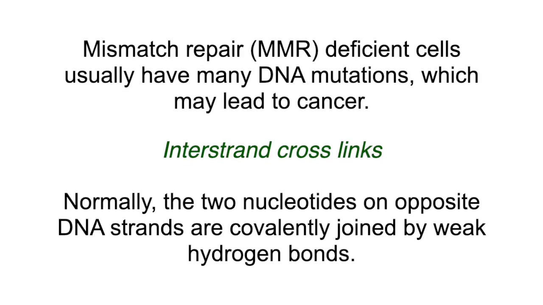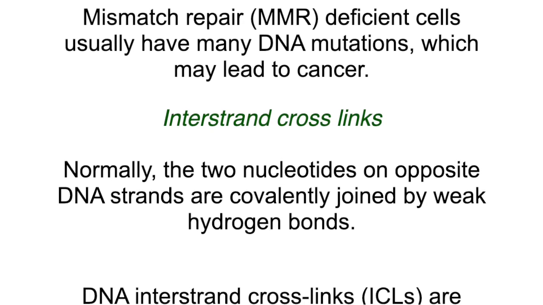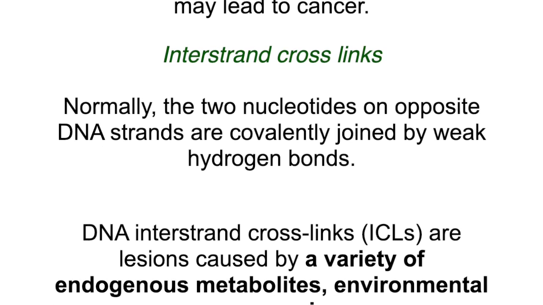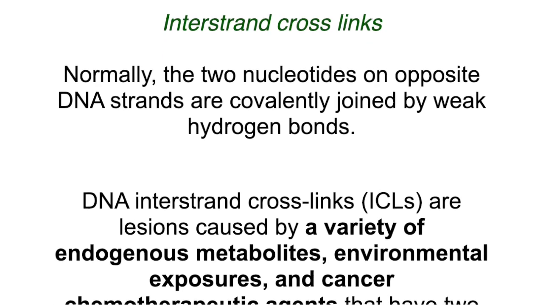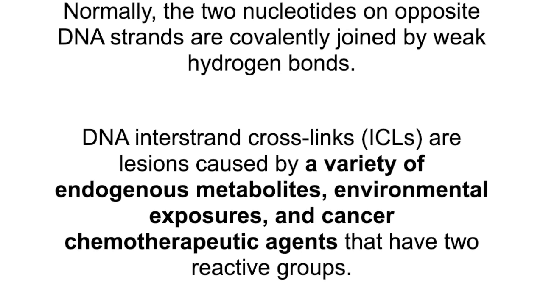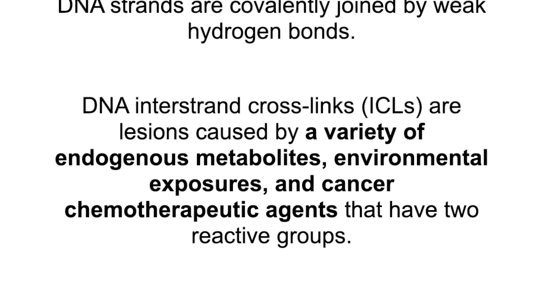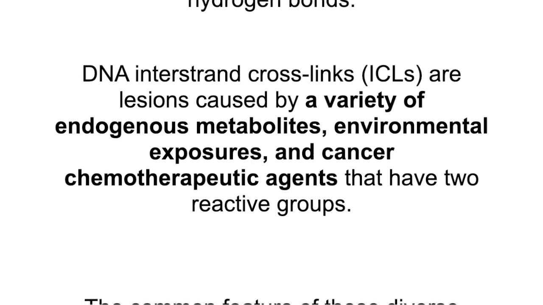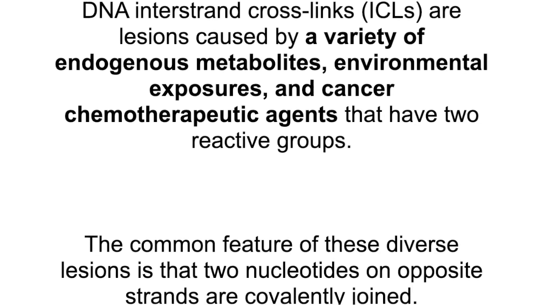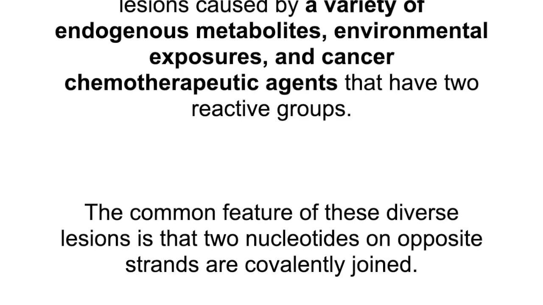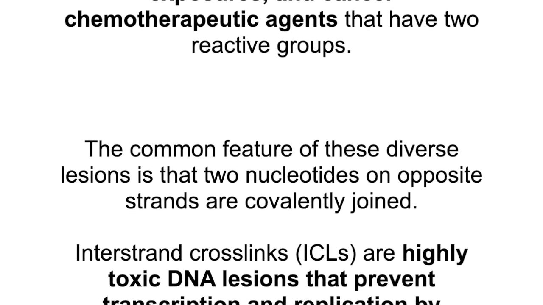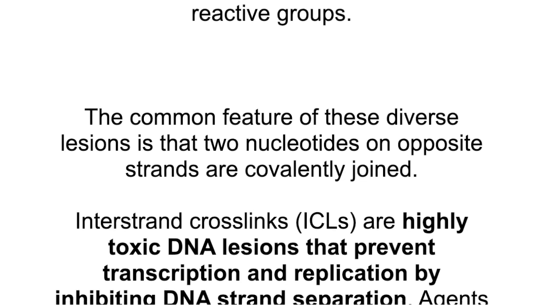Interstrand crosslinks. Normally, the two nucleotides on opposite DNA strands are joined by weak hydrogen bonds. DNA interstrand crosslinks, ICLs, are lesions caused by a variety of endogenous metabolites, environmental exposures, and cancer chemotherapeutic agents that have two reactive groups. The common feature of these diverse lesions is that two nucleotides on opposite strands are covalently joined.